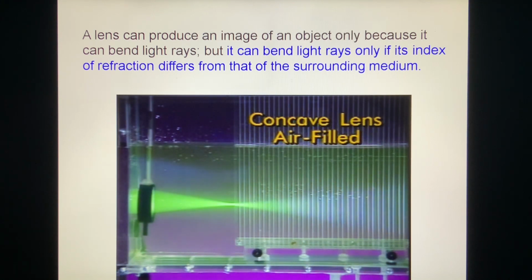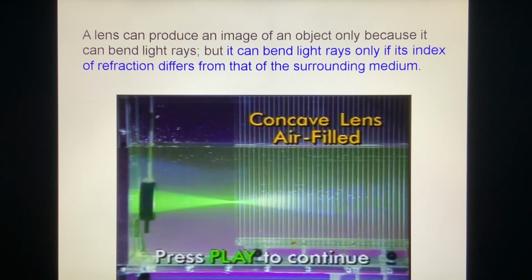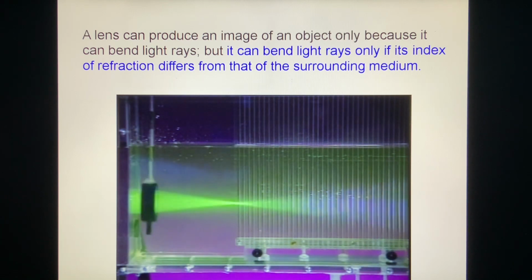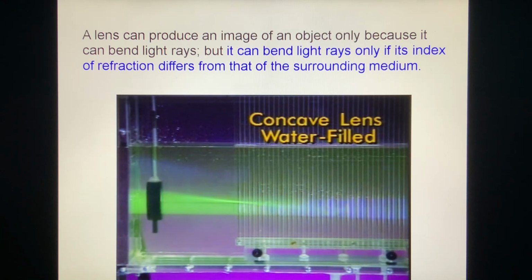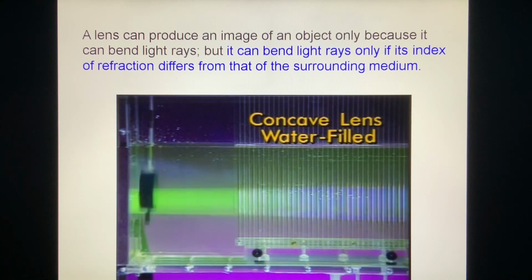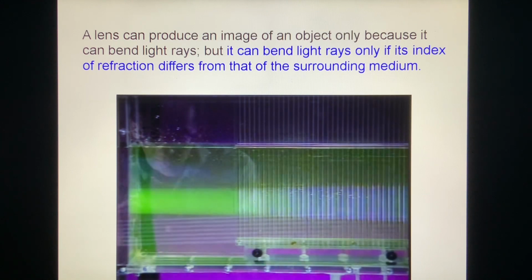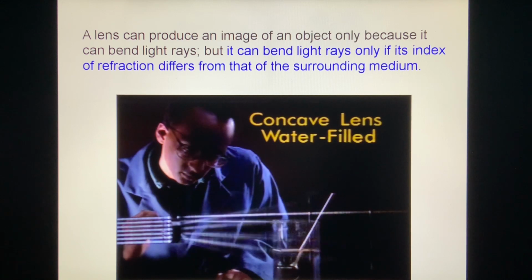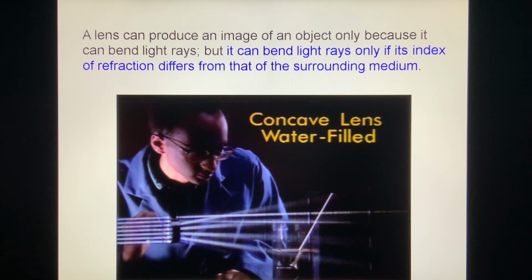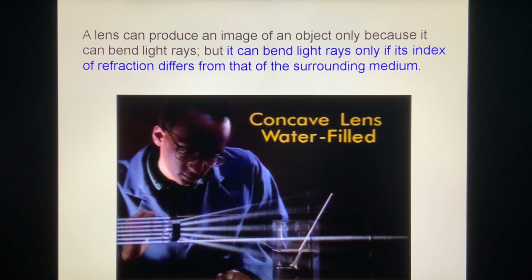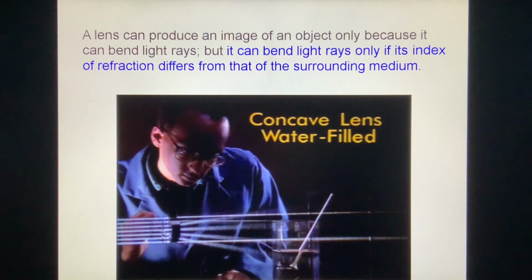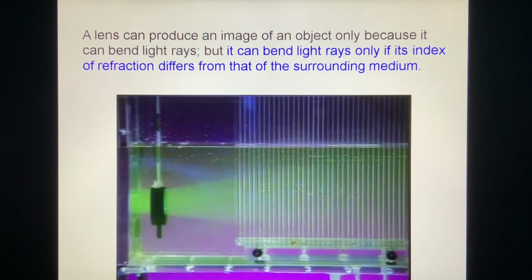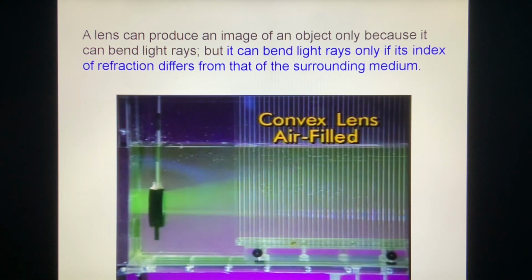What will happen if we allow the lens to fill with water? When the lens is filled with water, it no longer focuses the beam of light. What will happen if we insert the water-filled lens back into the beam of light in air? The lens now spreads the beam. Here is the same sequence repeated with a hollow convex lens.